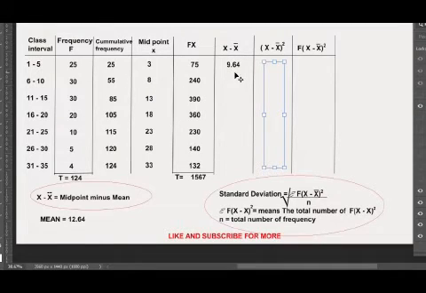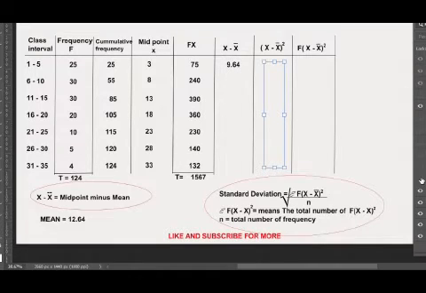Now I want you to take note of something. If you do it on your calculator, you're going to get minus 9.64. But when you are calculating tables like this, you don't need the negative figure, you need the positive figure, especially when you are finding the x minus x bar. You just need only the positive figure. You don't need to put the minus there, just the figure 9.64.